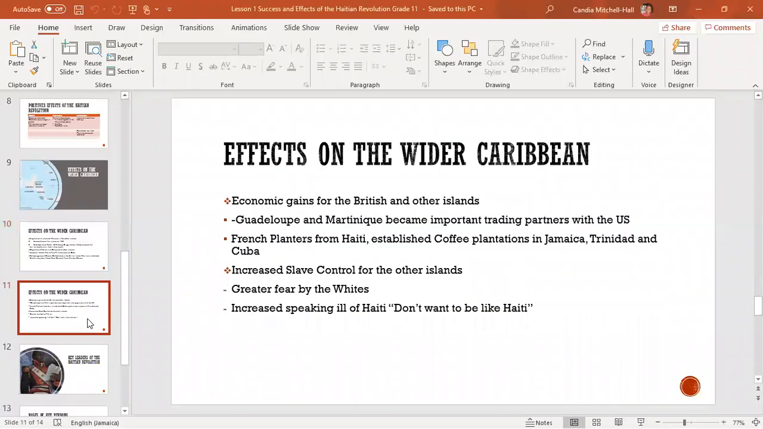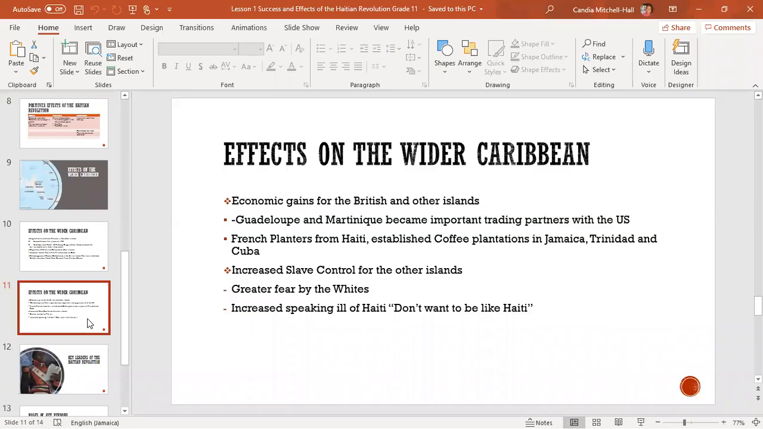Other effects is that the British Islands and other islands gained from Haiti being destroyed economically. Guadeloupe and Martinique became very important trading partners with the US. Jamaica, same thing. The French planters who migrated to the other islands established coffee plantations in Jamaica, Trinidad, and Cuba. So these islands now start to produce a lot of coffee.